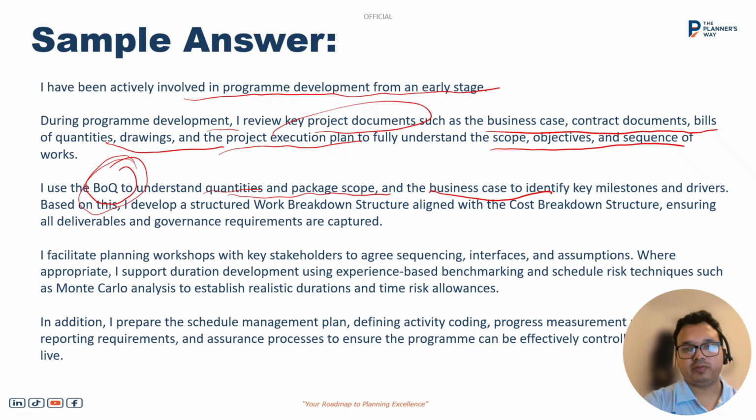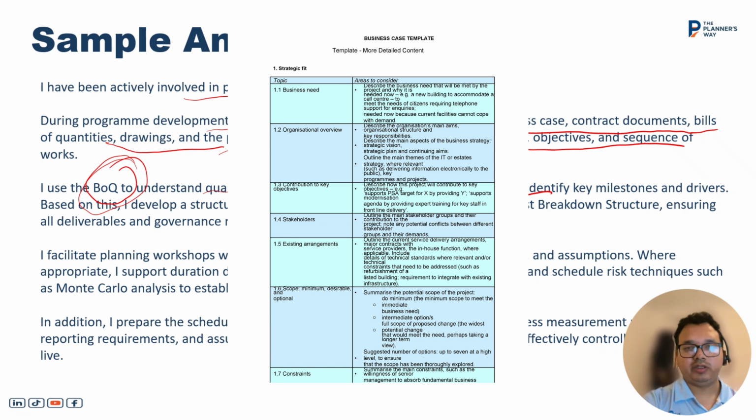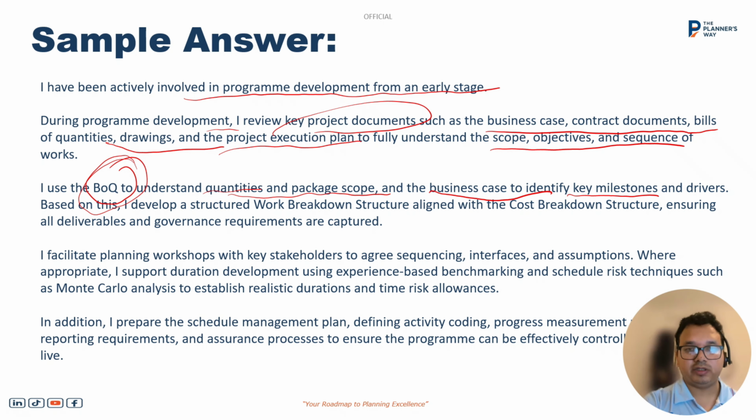And also the business case. In the business case, we need to identify the key milestone drivers and the key dates mentioned, then the cost, how much they are going to spend on the project. We need to make sure that the WBS structure is aligned with the CBS for cost reporting purposes. So you need to coordinate with the cost manager regarding the WBS and CBS structure, and it needs to cover all the deliverables, and governance requirements should be captured in it.